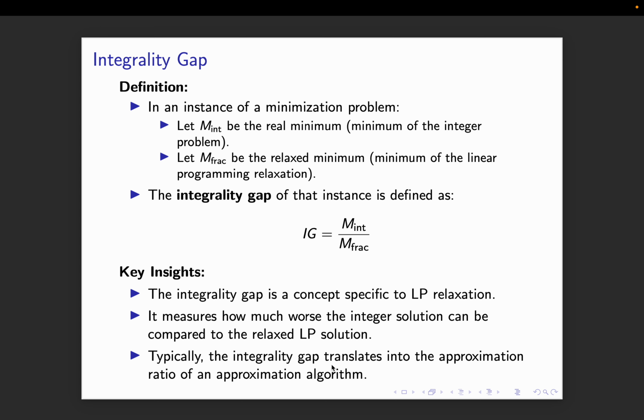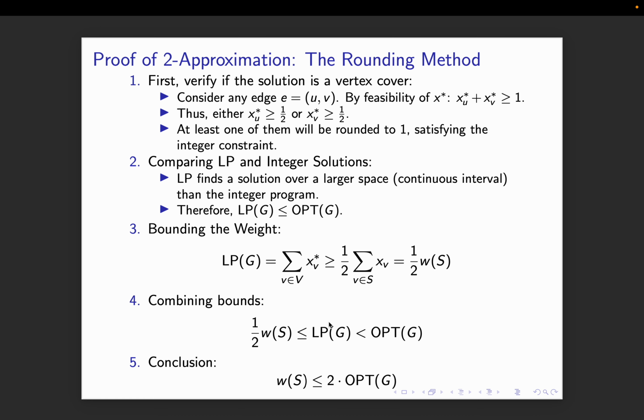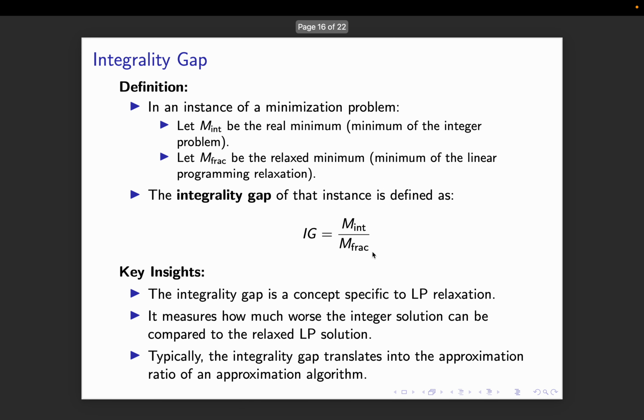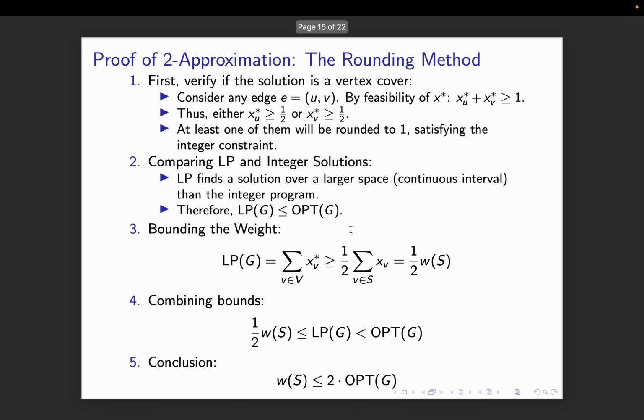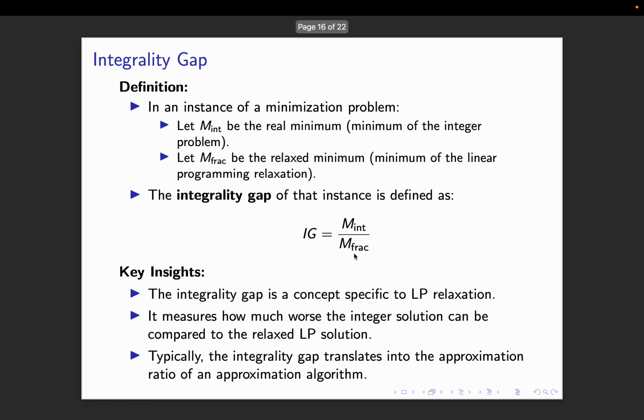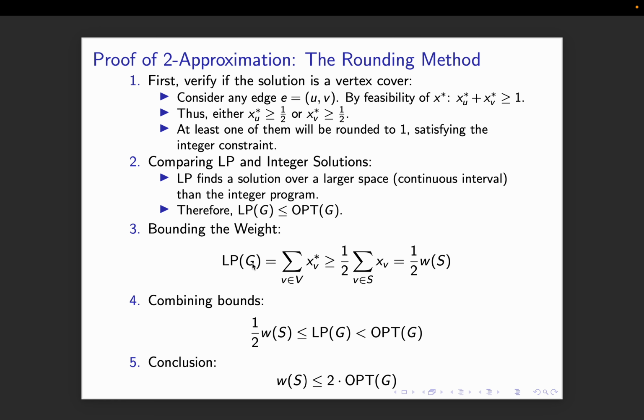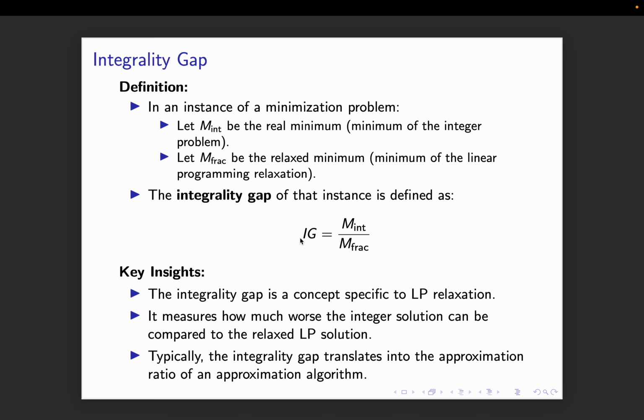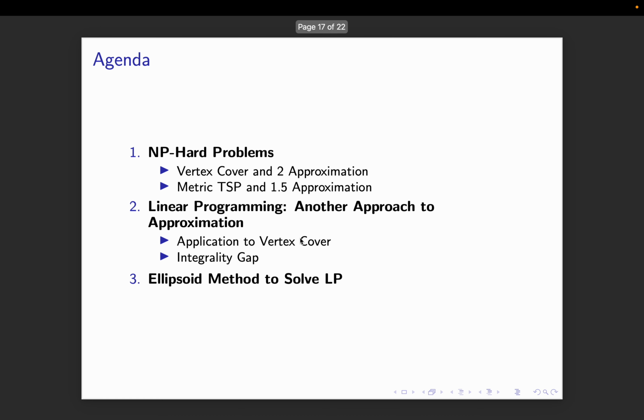So typically the integrality gap translates into the approximation ratio of the algorithm. In this case, the integrality gap here is 2. Basically, opt is m int, and m frac is the LP value, right? So the integrality gap typically translates into the approximation ratio of the algorithm. That's a fact, just remember it.